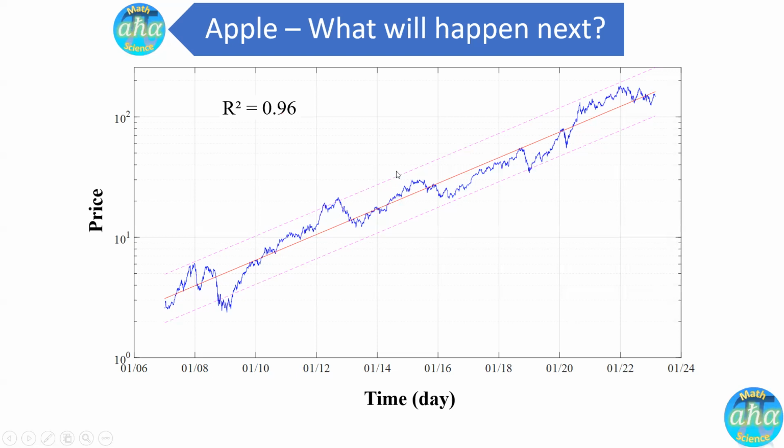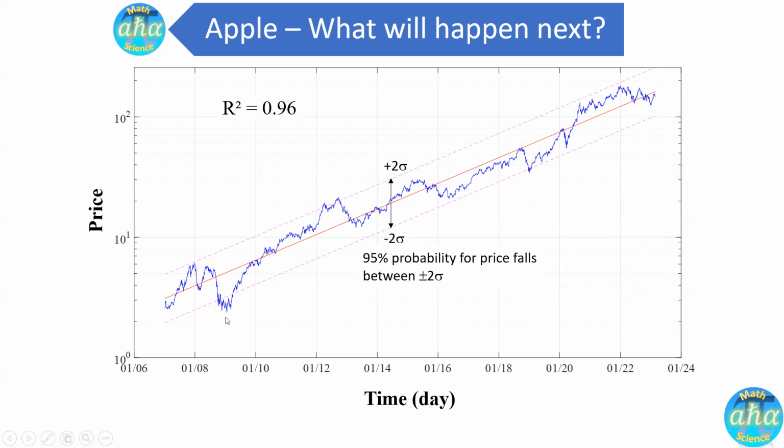Also shown here are the two dashed pink lines. These are not drawn randomly. They're actually 2 times the sigma, where sigma is the standard deviation, plus 2 sigma and minus 2 sigma, above and below the trend line. If the price just goes around the trend line randomly, doing a random walk, then we expect the probability for the price to fall between plus and minus 2 sigma is 95%. In other words, there's only a 5% probability for the price to go below it or above it.